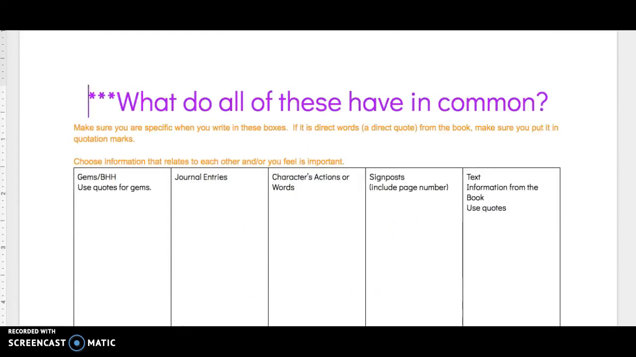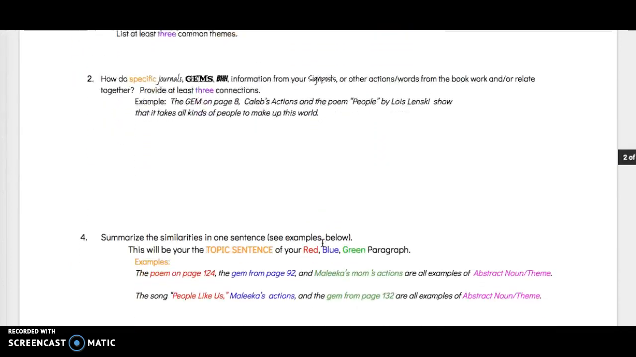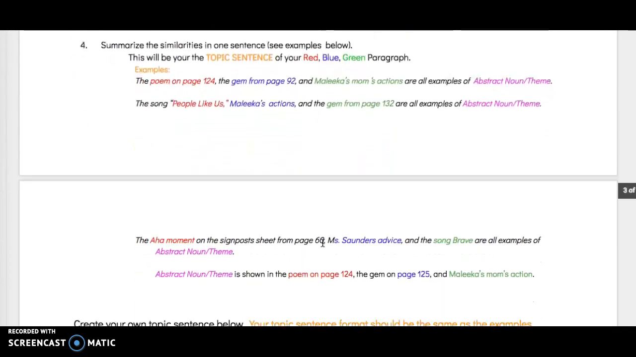Hello, remember I told you I would give you one more day to finish your summative. So this is what it looks like. Remember, you have this document. This is your preparation document. Please look at the bottom.